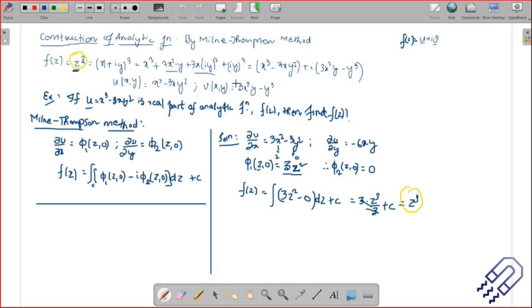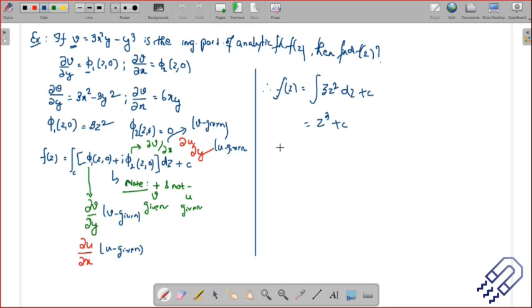So obviously, if this is the imaginary part, and if you are using Milne Thompson method to find out the function f(z), it should again be z cubed only. It cannot be anything else, right? Because these and these are nothing but conjugate of each other, right? One is the real part, one is the imaginary part, and this was 3x squared y minus y cubed, and that's why I explained it in this way.